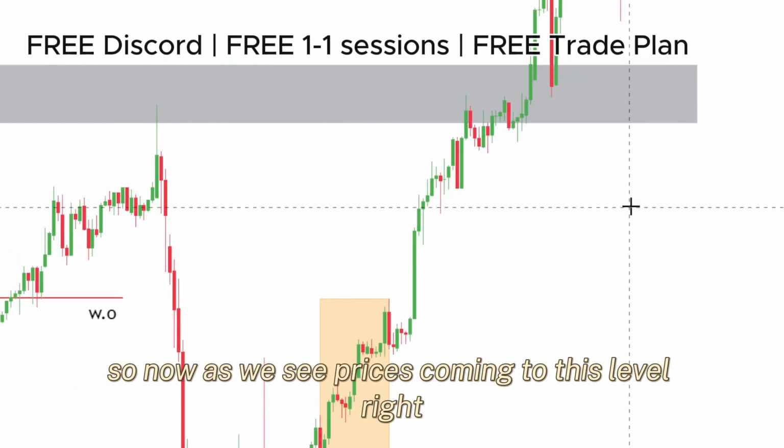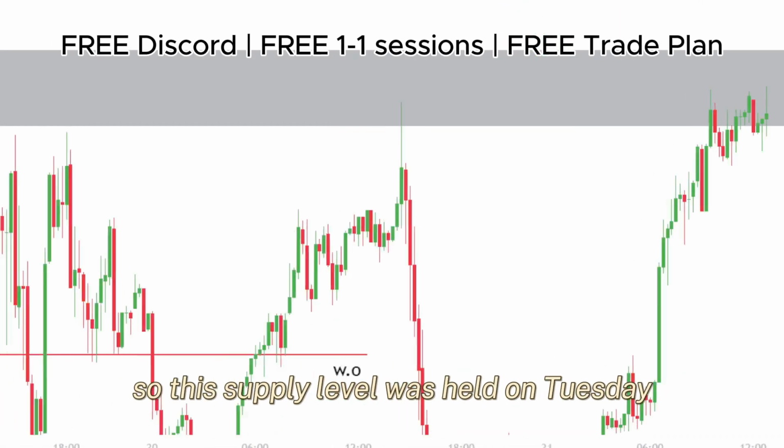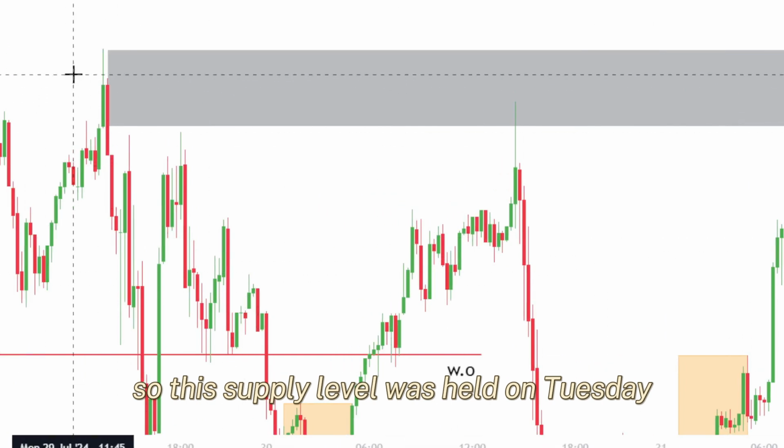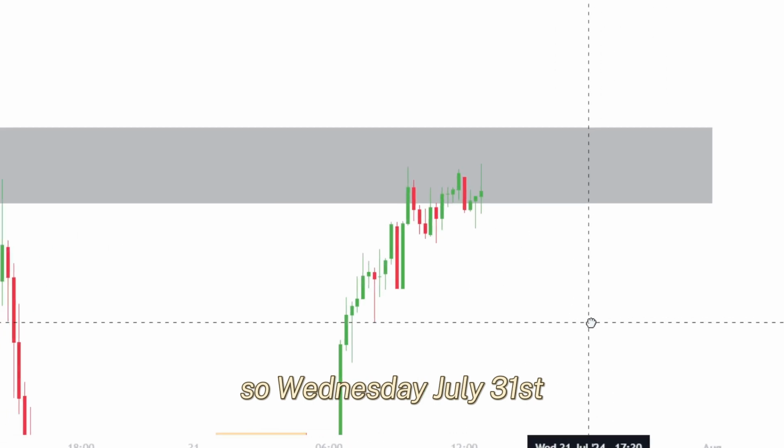Now as we see price coming to this level, I just want to draw people's attention to the way that I'm looking at the charts. This supply level was held on Tuesday going into Wednesday. So this was FOMC, Wednesday the 31st of July.